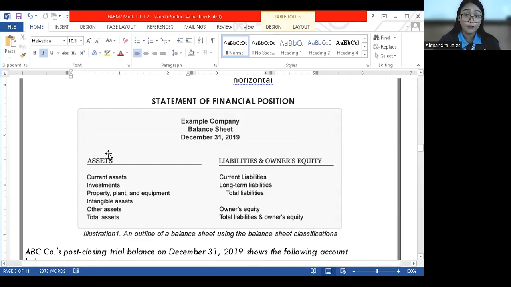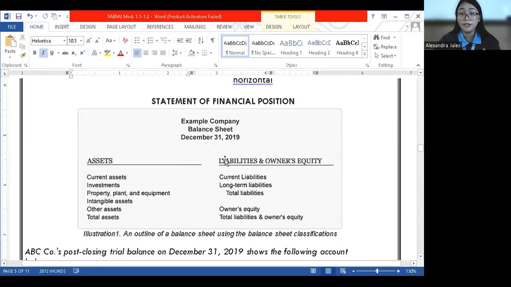It's an account form, so that means we're writing the accounts vertically. So we have assets. Take note that these accounts have corresponding amounts. For current assets, there will, of course, be the following accounts under your current assets and other accounts under your assets.